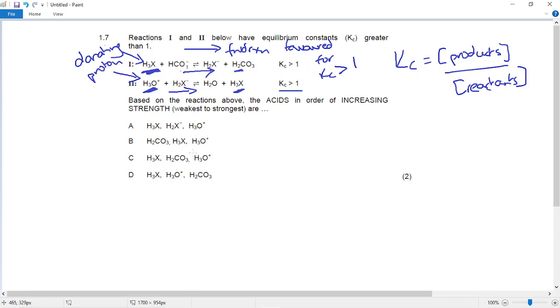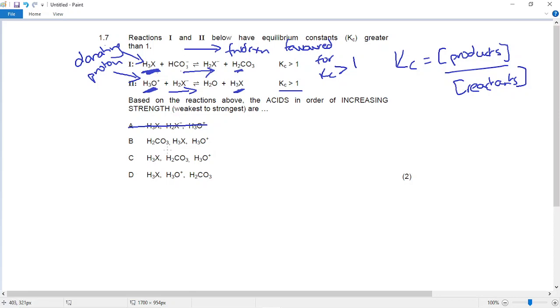Okay, so it says now, based on the reactions above, the acids in order of increasing strength are. So in the first reaction, we've got H3X and H2CO3, and it's not this carbonic acid that's forcing H3X to do something. It's the H3X that's forcing the carbonic acid to do something. So H3X must be stronger than the carbonic acid. So the only one that's got, let's have a look here, H3X, no, it's not this one. We need H3X and carbonic acid. So we're left with these three.